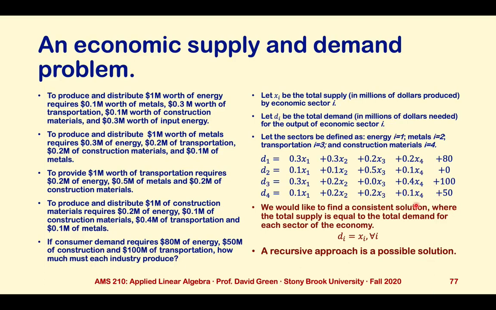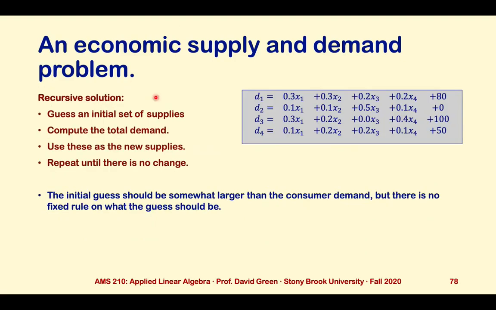So basically make a guess, calculate the d's, and then say that those d's must be equal to the x's. Plug those new x's in, calculate new d's, and so on. And if you do this, it turns out that at least with reasonable parameters in the model, reasonable coefficients, you'll get an answer eventually. So again, this recursive solution: we're going to use this model, guess an initial set of supplies, compute the demand, use these as the new supplies, keep doing this.